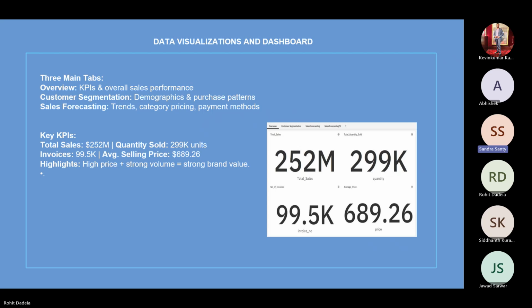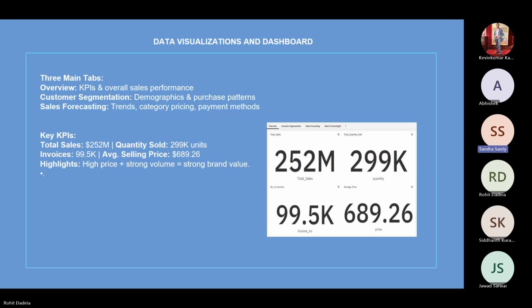Coming to the data visualization and the dashboard overview, we had three main tabs in our dashboard: the overview tab, customer segmentation, and sales forecasting. The overview tab shows the KPIs and general sales performance. Customer segmentation focused on demographics and buying patterns of the customers. Sales forecasting highlighted the trends, category performance, and payment methods.